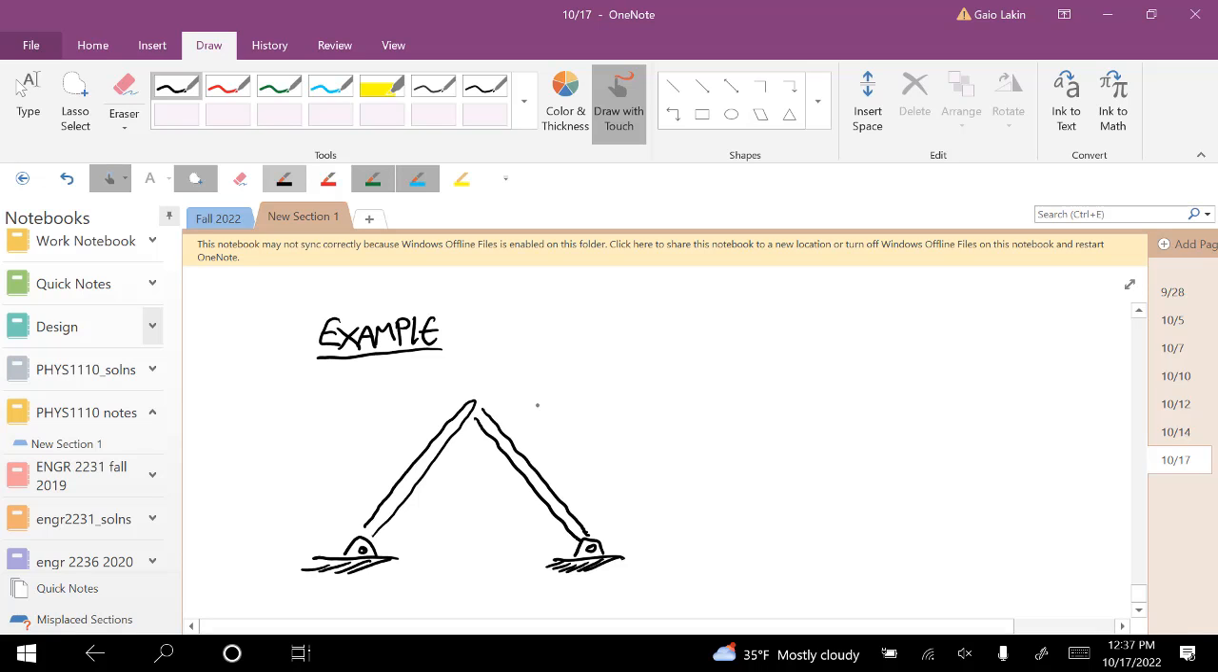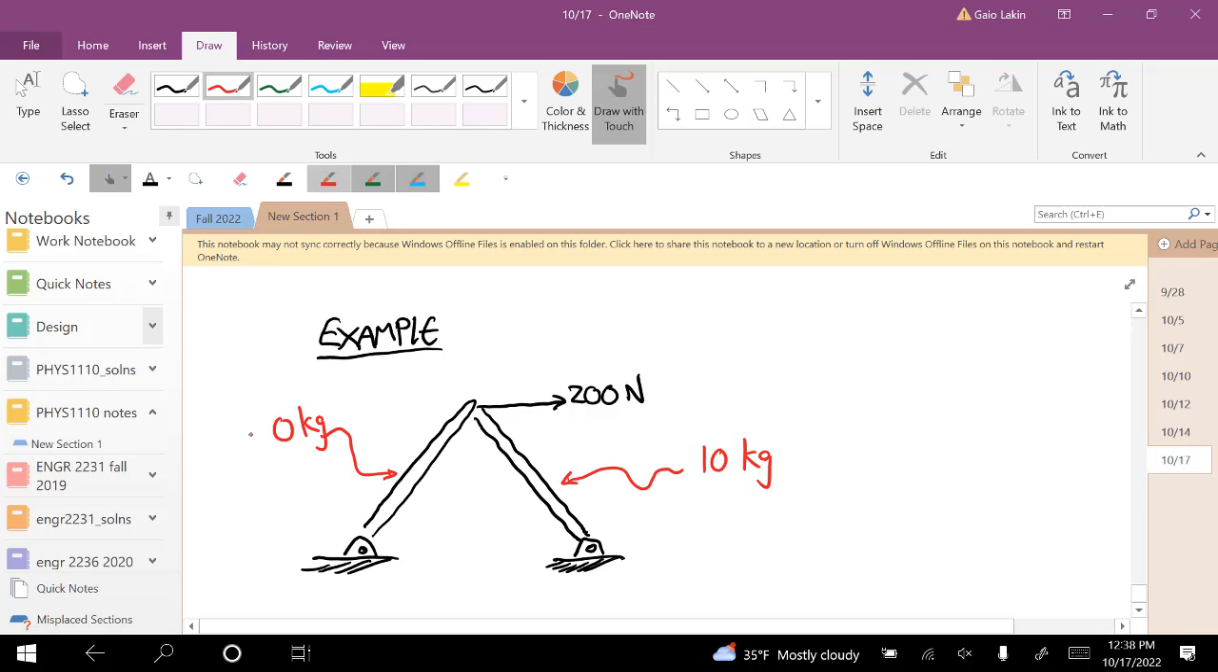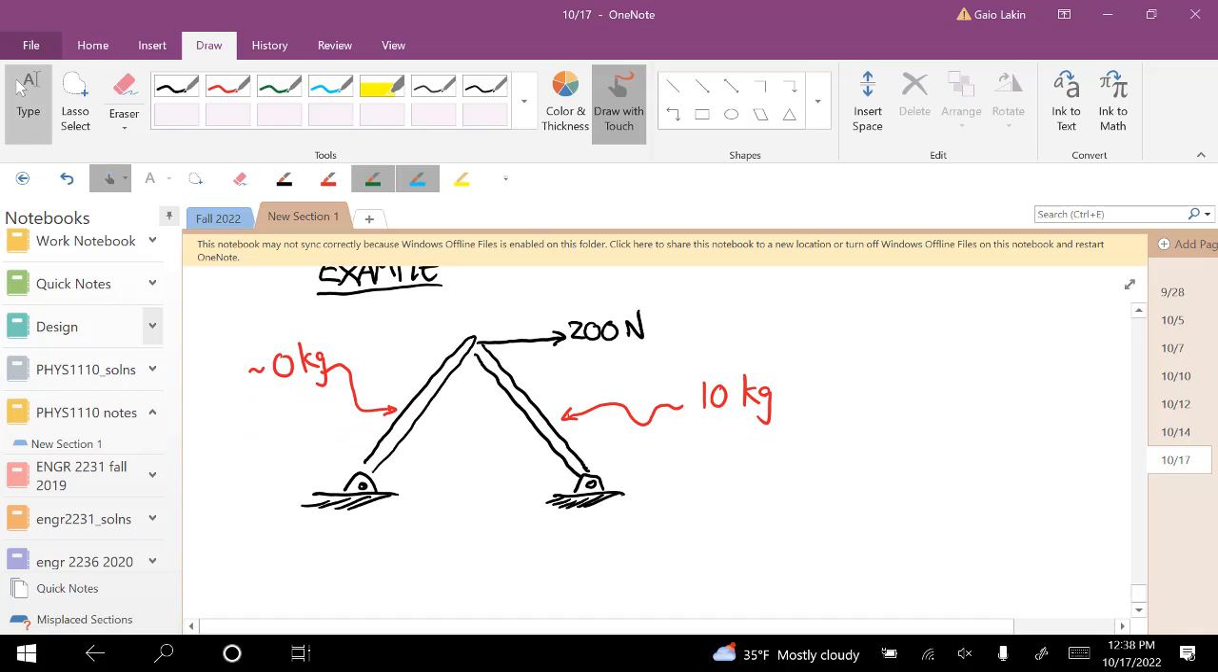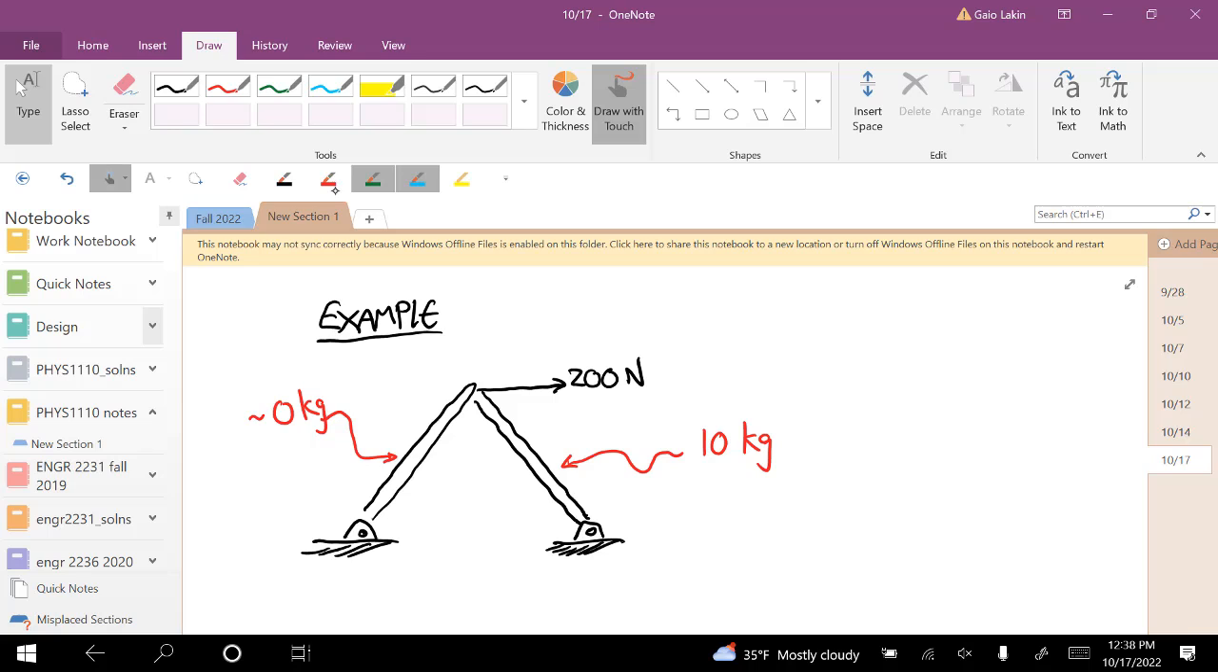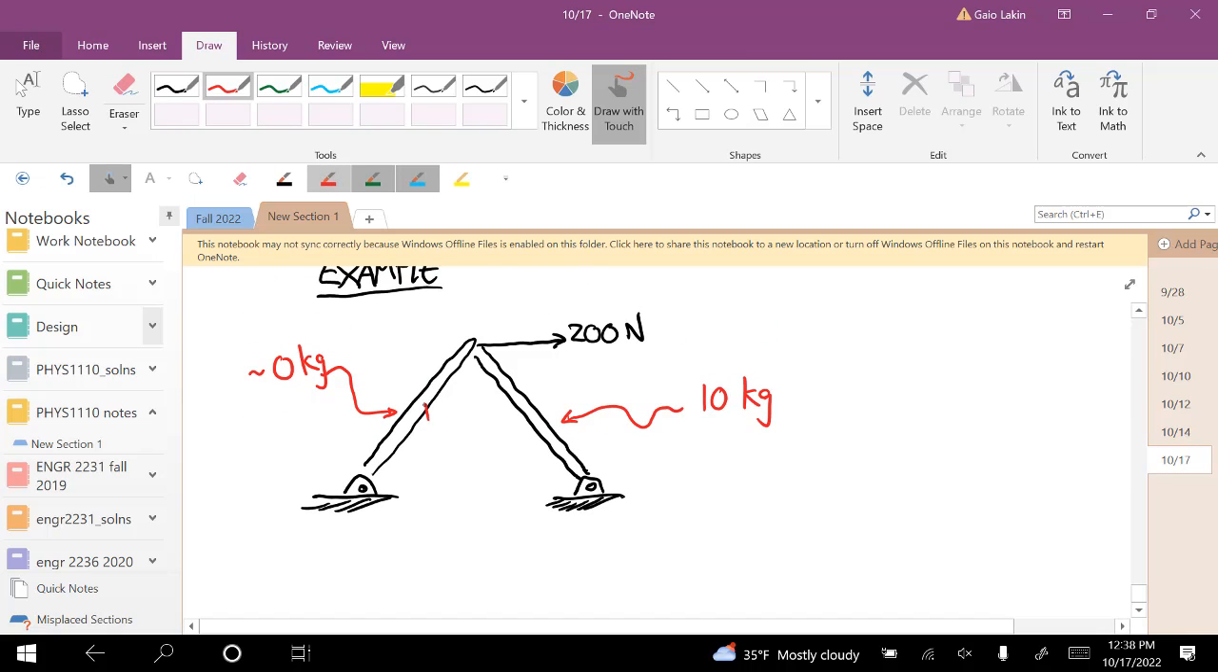And let's say that there's a force here of 200 newtons. And let's say that these are two different materials. So this one we'll say has a significant mass of 10 kilograms. This one's something else. We're going to neglect the weight there. So how are we going to solve this? Again, think of each of these as being 1 meter long, and that's an equilateral triangle. And let's call this member 1, member 2, joints A, B, and C.